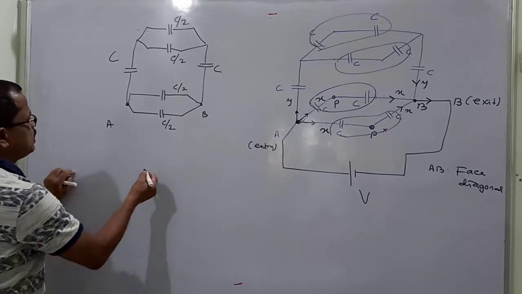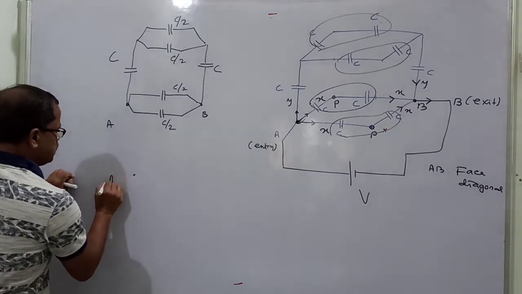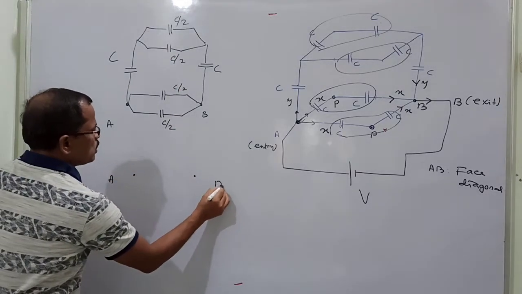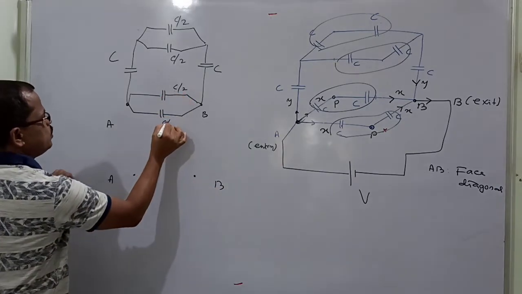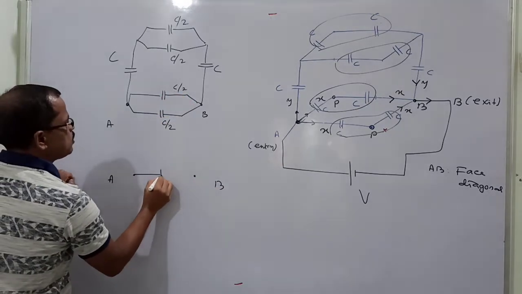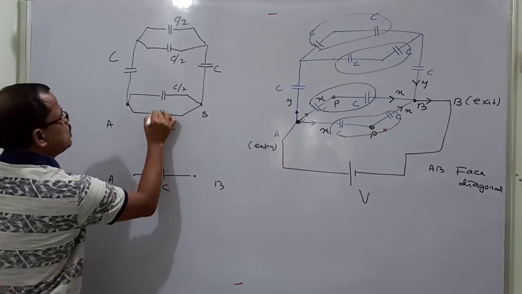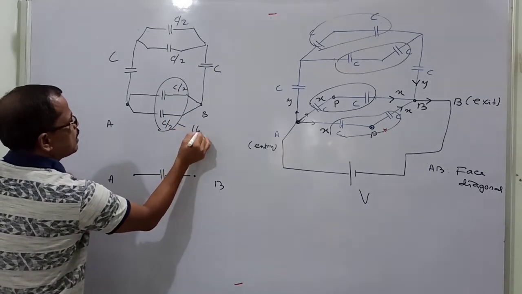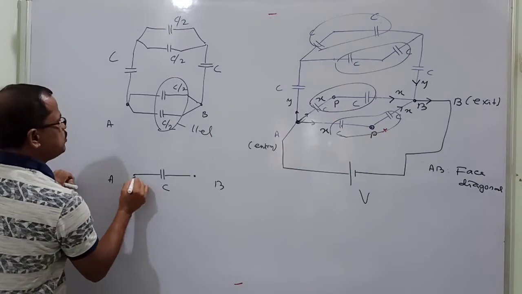Then again let us draw the diagram to get the capacitance. This is the A point, this is the B point, this is C by 2, this is C by 2. So they combinedly become C, parallel connection. These two, they are parallel, so net capacitance is C between A and B.